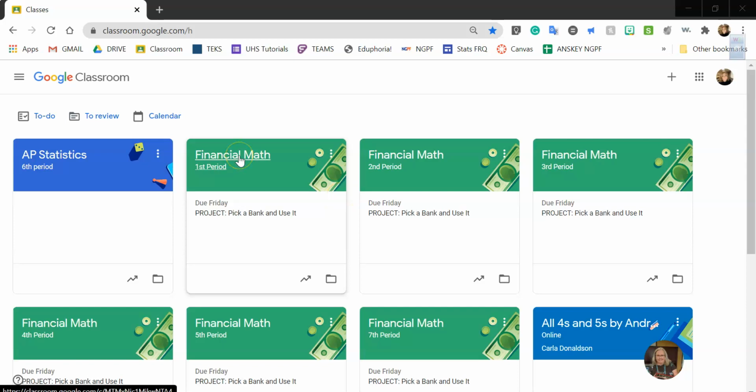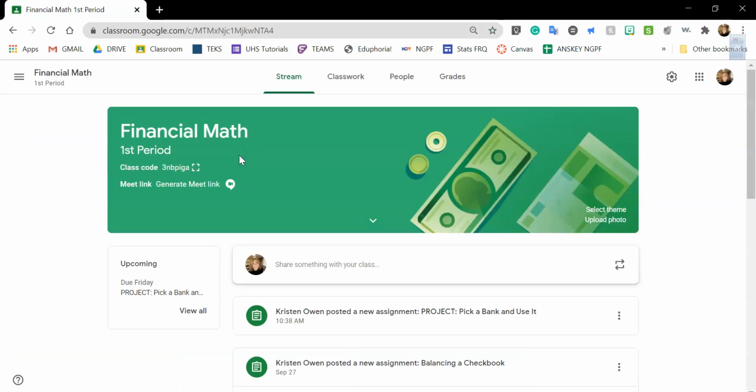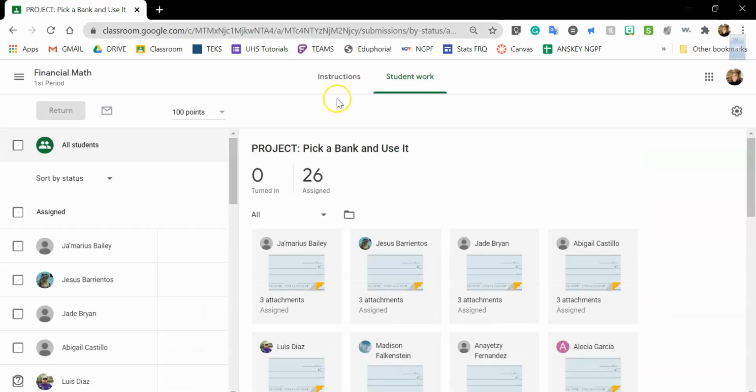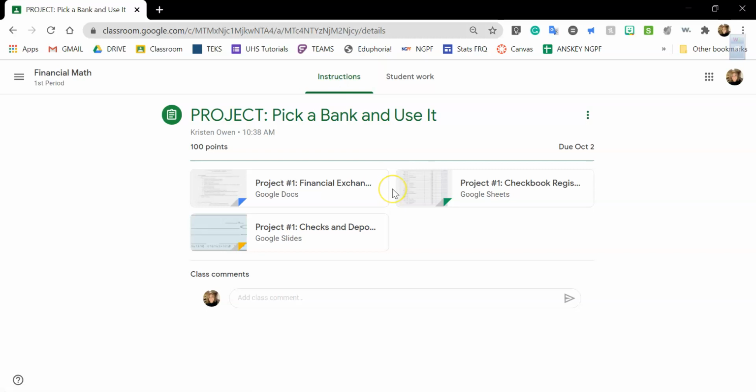Alright guys, in your Google Classroom, doesn't matter which period you're in, you have a project that we are going to work on Wednesday, Thursday, and Friday. So today I'm just going to go over what your expectations should be for Wednesday's work, what to accomplish. When you open it up, it should look something like this, but in the top right corner it's going to say your work, and it's going to have 3 different documents. It's going to have a Google Docs, a Google Sheets, and a Google Slides.